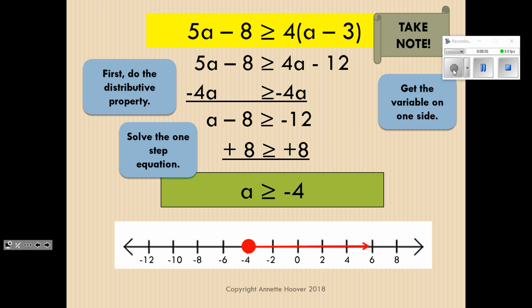When graphing it, we have the variable on the left. That means that this shows us the direction of our arrow. It's greater than. Filled in dot because it does include negative 4 and all numbers above it, so we draw our arrow.